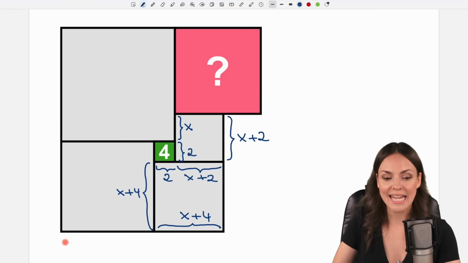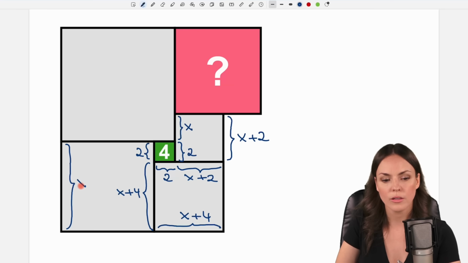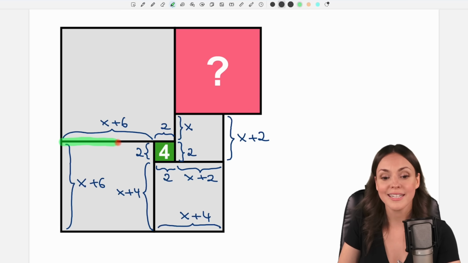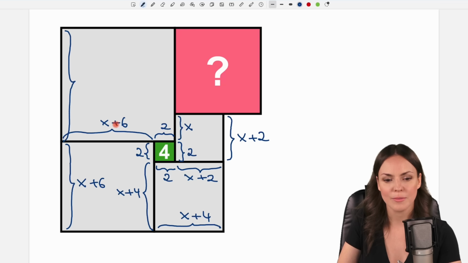Okay, then let's go to the next bigger square here because we also know the length of this small part here because this is the 2. So in total, we also know the length of this side here. It's x plus 4 plus the 2, so in total x plus 6. Because it is a square, this is also the length of this part here. So this is also x plus 6. And this small part here is of length 2, still from our green square here. So we know the length of this entire side for this biggest square we have here, and it is x plus 6 plus 2, so in total x plus 8.